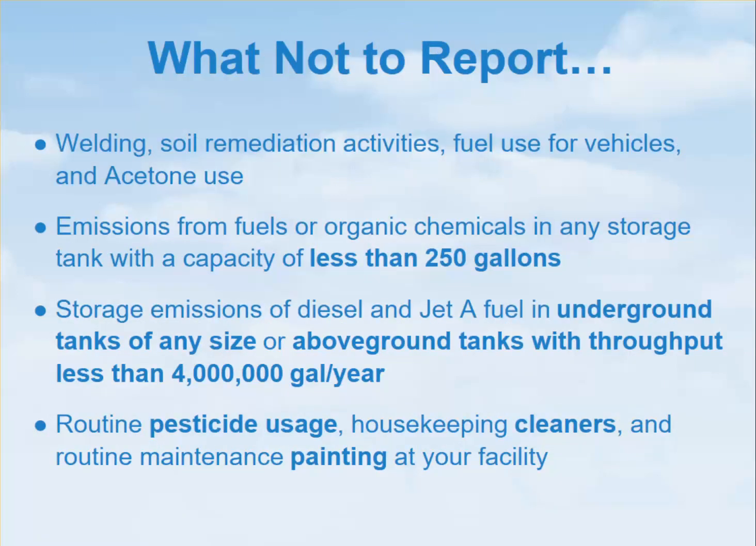Emission sources that should not be reported include welding, soil remediation activities, fuel use for vehicles, acetone use, emissions from fuels or organic chemicals in any storage tank with a capacity less than 250 gallons, storage emissions of diesel and Jet A fuel in underground tanks of any size or above ground tanks with a throughput of less than 4 million gallons per year, routine pesticide usage, housekeeping cleaners, and routine maintenance painting at your facility.